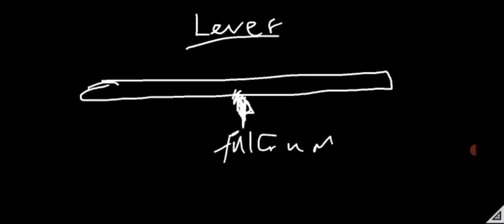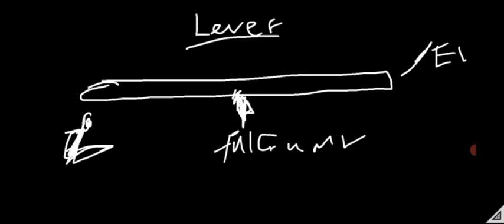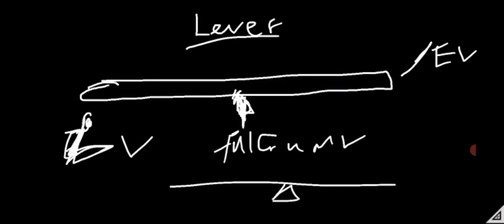Now, an effort is applied at one point. It can be applied here to lift a load at this point, or the effort will be applied here to lift a load around this point. Depending on the configuration of this fulcrum, this effort and this load give the class of lever. For example, if this fulcrum is at the center, then we have load here, we have effort here. It is called a class 1 lever.